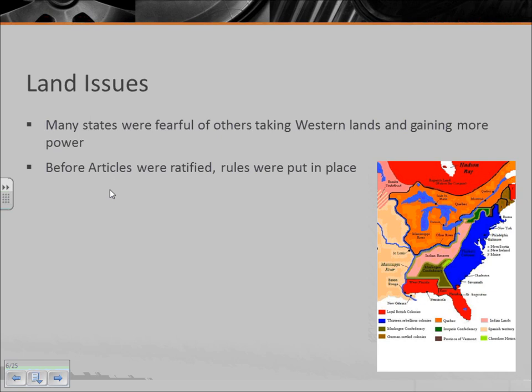Now, there's also land issues going on. Many states were fearful of others taking western lands and gaining more power. You can see some expansion going on here, some of the stuff that they took after the war. But keep in mind, this is like that thing we discussed in class, another aspect of individualism, each state acting in its own self-interest. Certain states want more land, they want more power, other states are trying to hinder that. So before the Articles are ratified, there are certain rules that are going to be put in place. The first of these is the Land Ordinance of 1785.